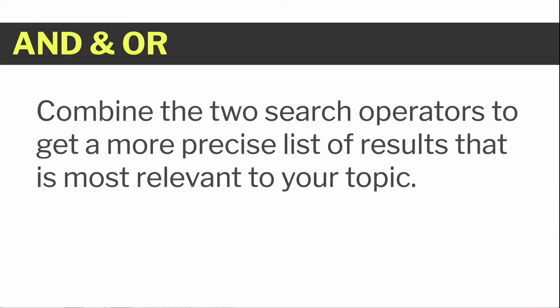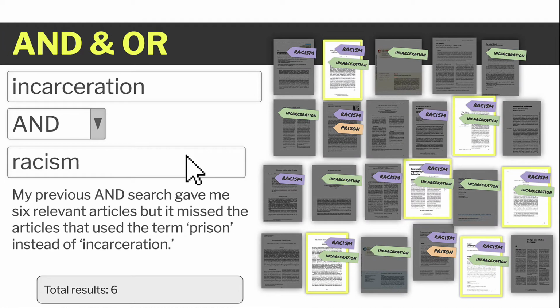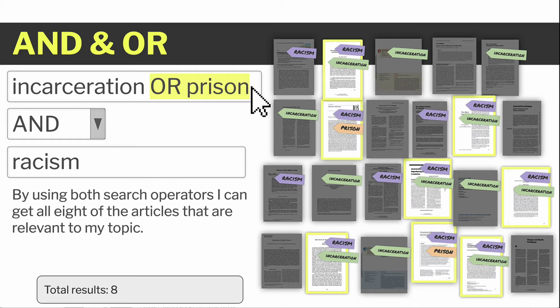What's more is that I can combine the two search operators to get a more precise list of results that is most relevant to my topic. So let's go back to the last search using the AND operator. I have 6 relevant results, but I'm missing the 2 articles that use the term prison. By searching incarceration OR prison AND racism, I will get a list of all 8 articles that are relevant to my topic. Using the keywords and search operators has enabled me to filter out the irrelevant articles and only see those that are most relevant.